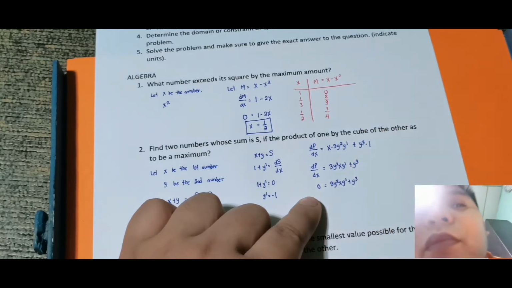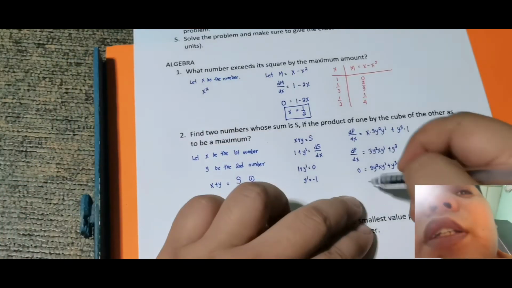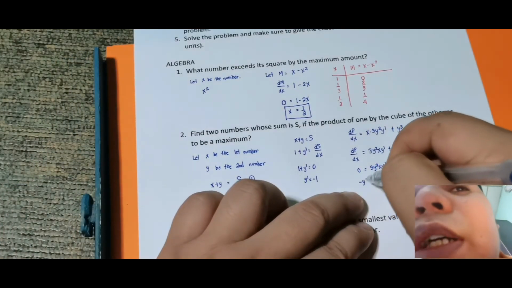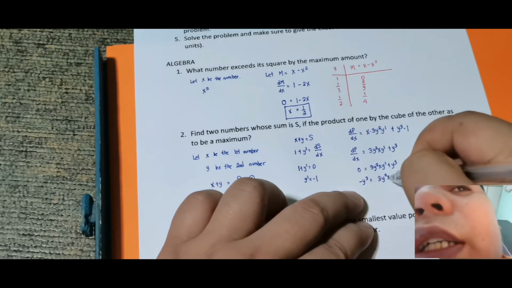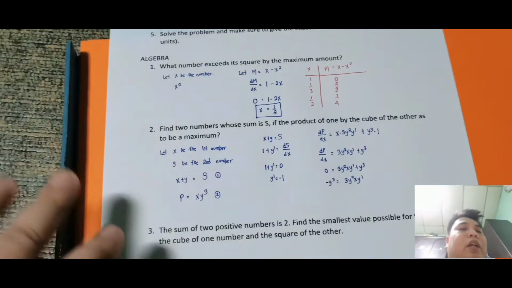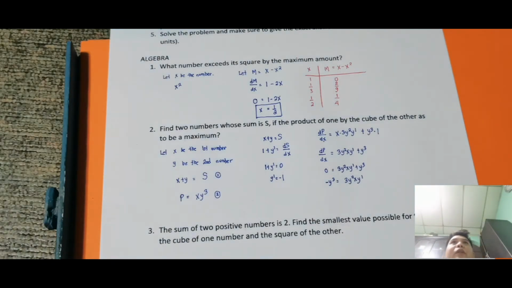y cube. Okay, then transpose ko lang. So this is negative y cube is equal to 3y squared x y prime. So ngayon, ito yung medyo dapat nyo tandaan.